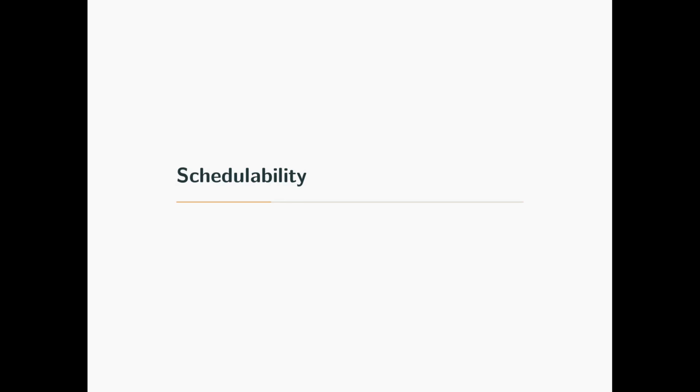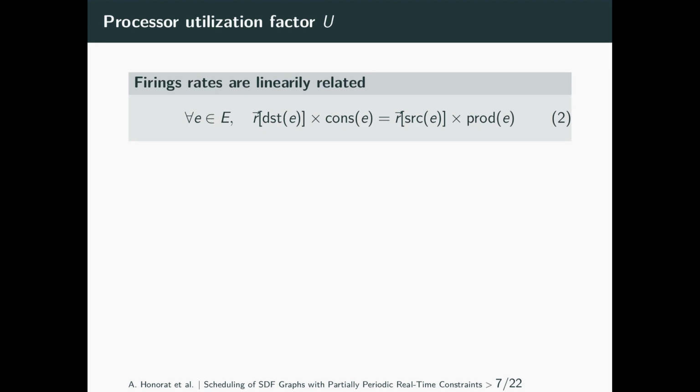I will now talk about the first contribution, a necessary condition on the scheduling of SDF graphs with partially periodic constraints. Let's start with the most well-known necessary condition, the one derived from the processor utilization factor. We will reformulate the processor utilization factor U in our context.